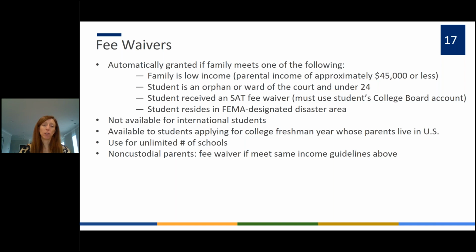Now, there are fee waivers for certain populations, and these are automatically granted. So when you go through the profile, you'll be told if you've been granted a fee waiver and you don't have to pay the fee to submit the CSS profile. And these are given to families with low income, and that's usually parent income of around $45,000 combined, $45,000 or less. If the student is an orphan or a ward of the court and also under the age of 24, students who received an SAT fee waiver. If you've already received an SAT fee waiver, you'll receive a fee waiver to fill out the CSS profile. And then anyone in a FEMA designated disaster area, those people will automatically receive a fee waiver.